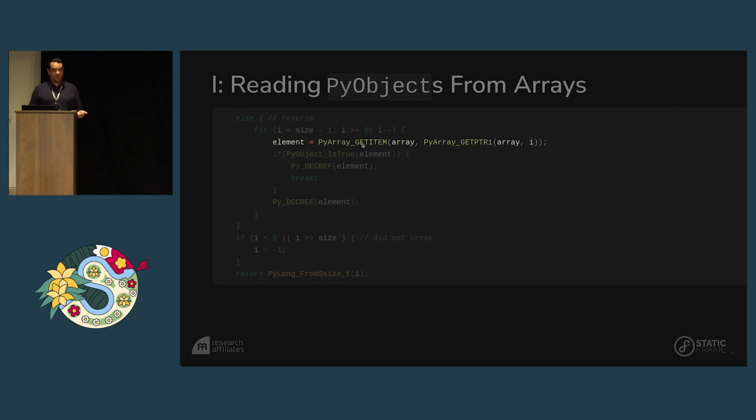We're going to use the same routines to get our PyObject. We're going to evaluate if it's true. Again, we have to manage our memory with a decref. And then finally, we're ready to return an integer. Now, if i is less than 0 or i is greater than or equal to the size, we know we did not break. So we're going to set the value of i to -1, and then we're going to convert that C type to a PyObject with PyLong_FromSize_t.